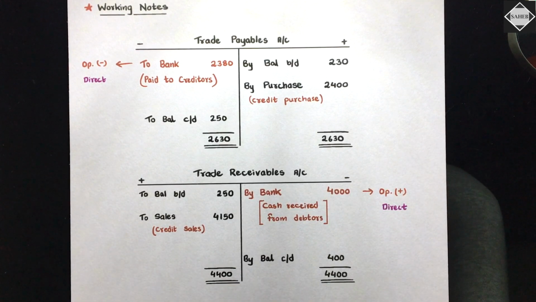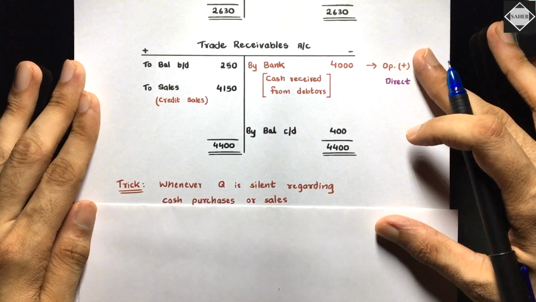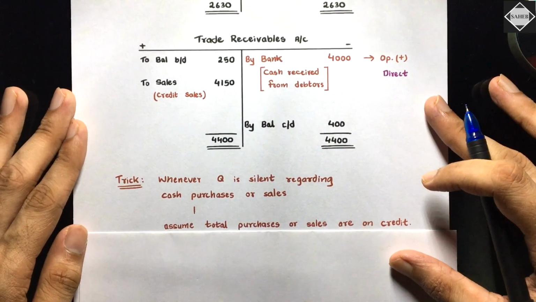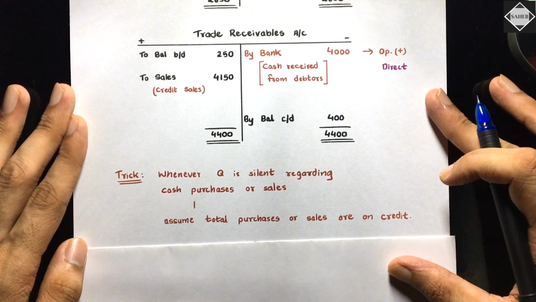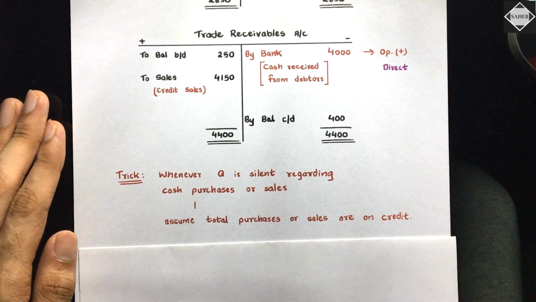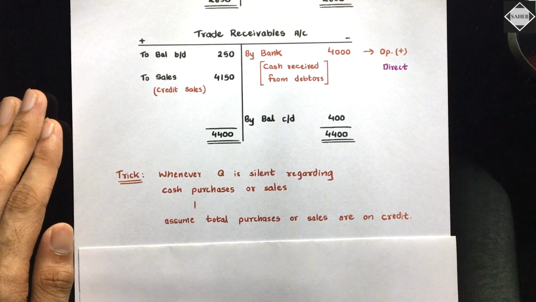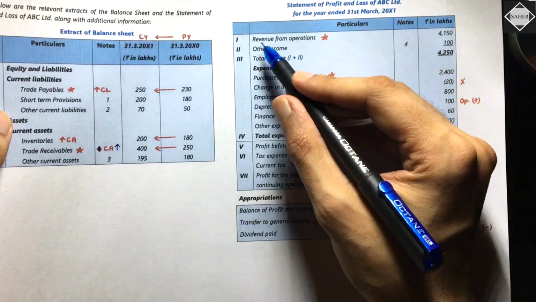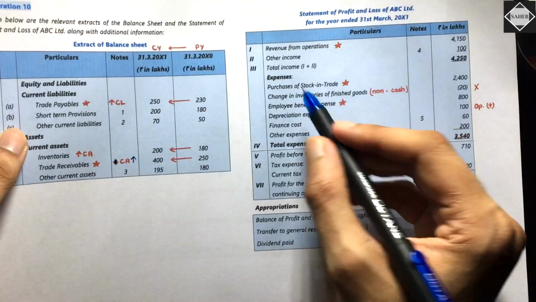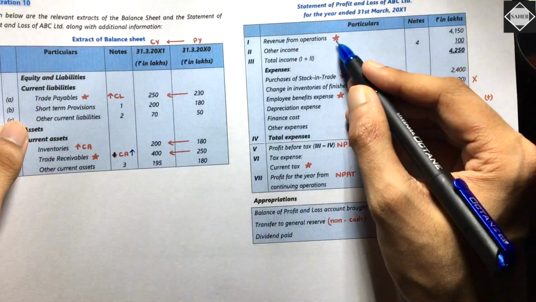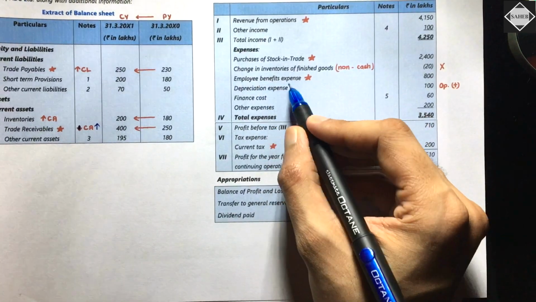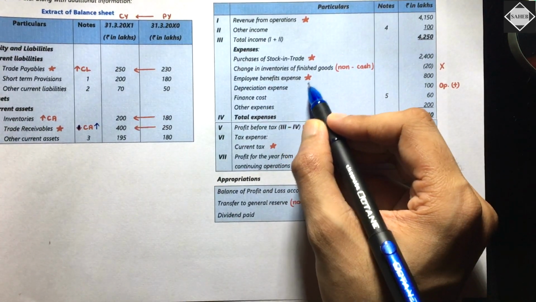After this, see here, I have written the note, okay? Whenever the question is silent regarding cash purchases or sales, assume total purchases or sales are on credit only. Is it clear? Simple. Now after this, what do we have? Revenue from operations, yes, we have taken that. Purchase of stock in trade, we have star marked because we had to take it in the ledger account, right? We did that. Then see employee benefit expense, right? So here also we have star marked.